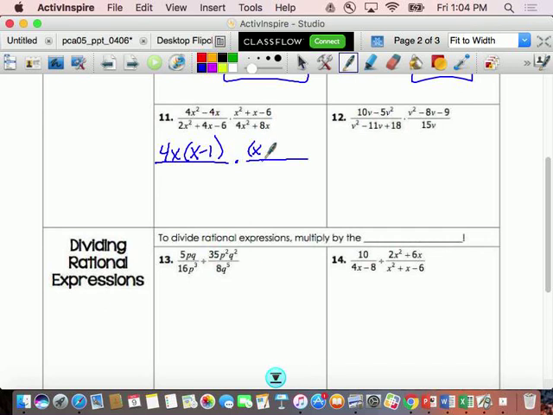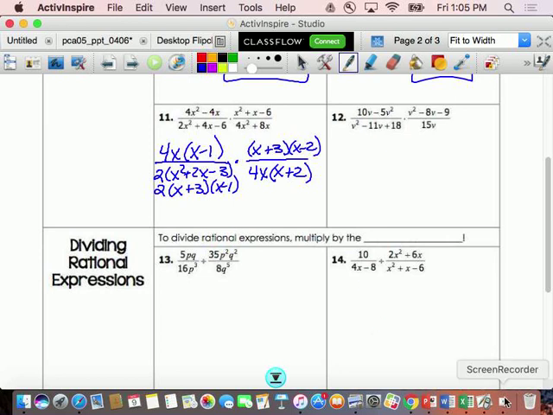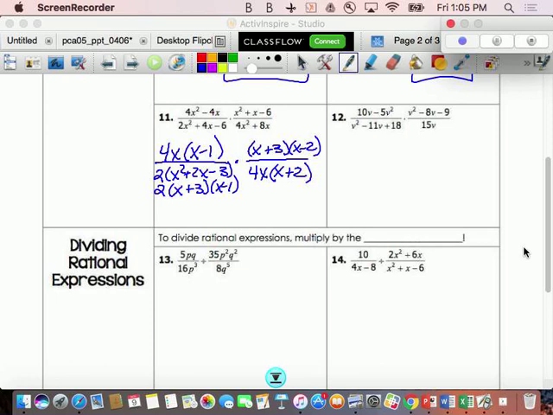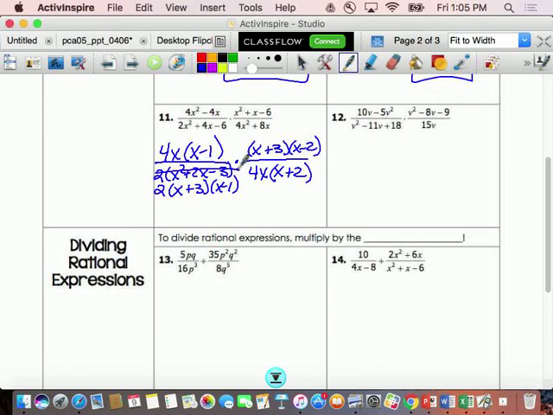Here I can make that x plus 3, x minus 2. The denominator of this one I can factor out of 4x and get x plus 2. This one I'm going to have to take out a GCF first. That's going to be 2 times x squared plus 2x minus 3, which is x plus 3, x minus 1. I'm going to just go ahead and cross this one out since I factored it further here.